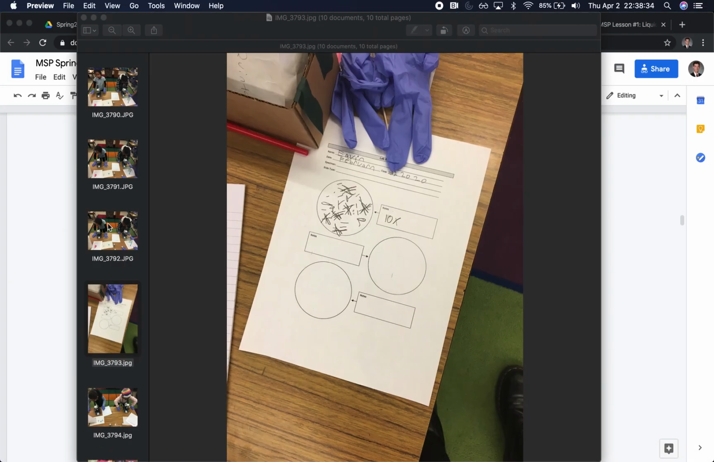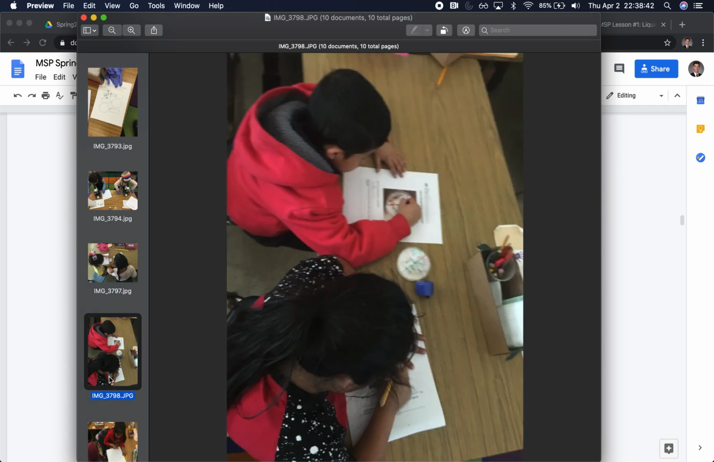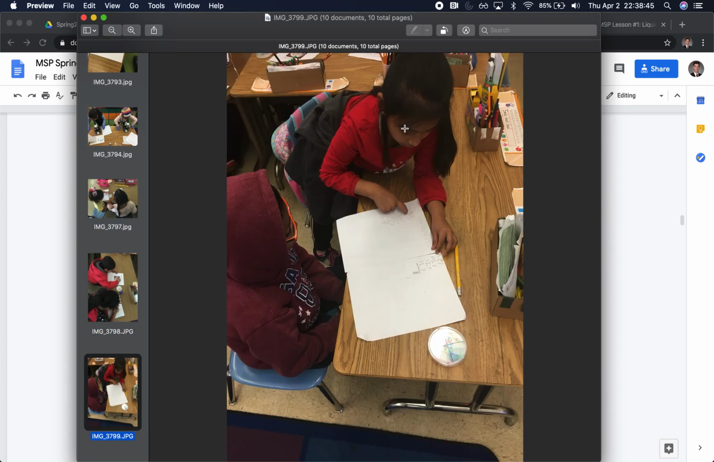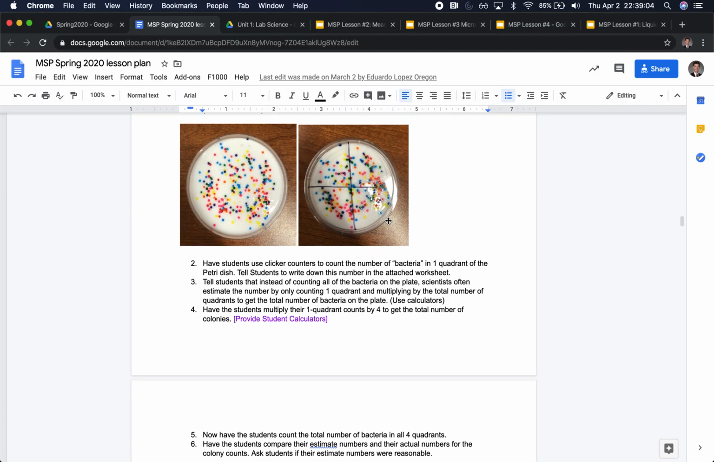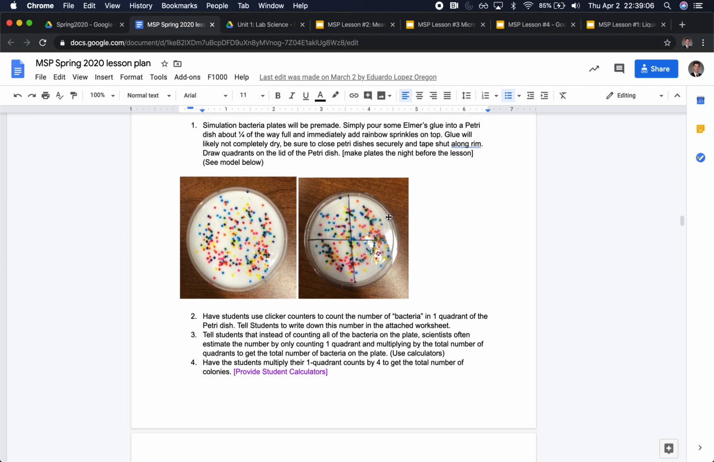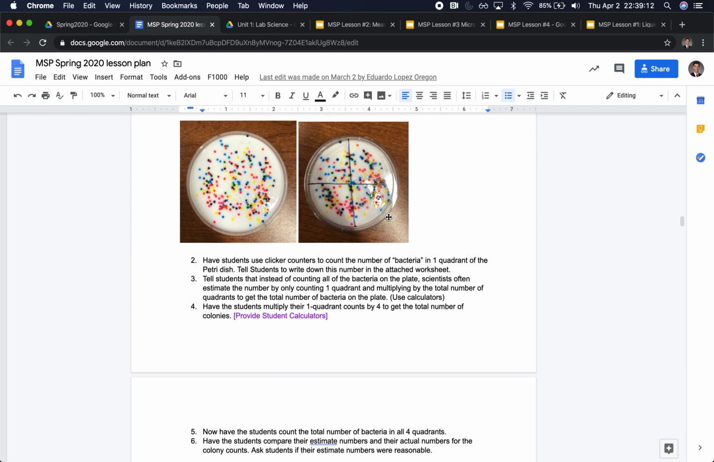Here's some pictures from my lessons of them counting. Here's a little clicker right there, the orange one. This one's a little blurry. This is good. So this is one student, just as a cool story. This is one student who's helping the other student. She understood that if you just counted one of the quadrants, then you could multiply by 4, whereas this student just counted all 4 quadrants with the clicker. So good, it built some teamwork and stuff. So yeah, the students really tend to enjoy this lesson, and that makes them excited about what scientists do.